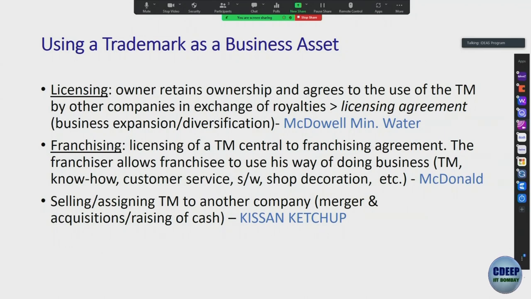You can sell or assign a trademark to another company. This happens in merger and acquisition. When the Crossin business was sold, two-thirds of the money was for the trademark Crossin, one-third was for the rest of the assets. All of us see that Kisan ketchup. It was a small company called Dippies in Bombay. Through merger and acquisition, it has come into Unilever. And that Kisan name was worth so much that Unilever has paid for it. Unilever is selling Kisan ketchup.